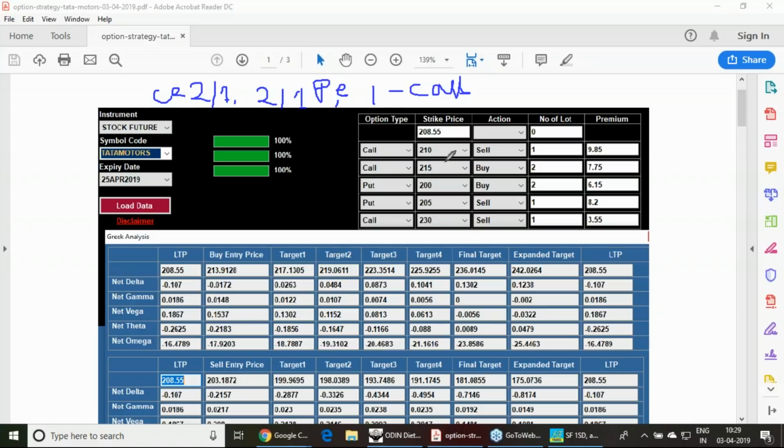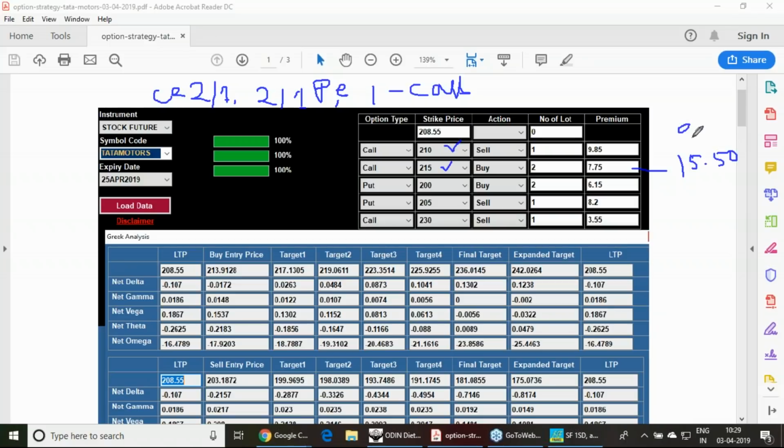For that, I am taking the 210 call option, one lot I am selling at 9 rupees 85 paisa. Maybe that variation will be there, because between the time this video is made and the time you initiate, the prices will vary. And I am buying the 215 call option, 2 lots. So I am spending here 15 rupees 50 paisa by buying the 2 lots of call option.